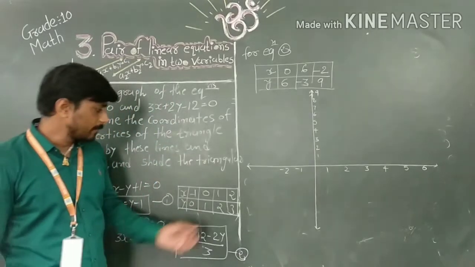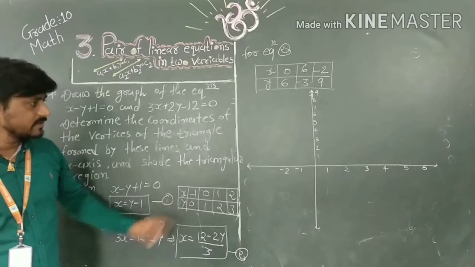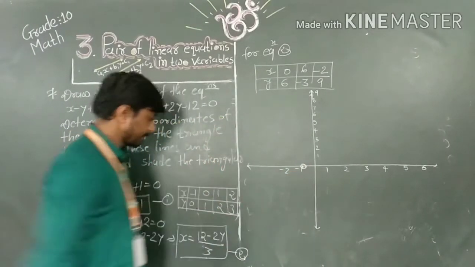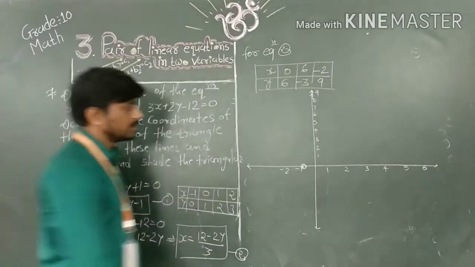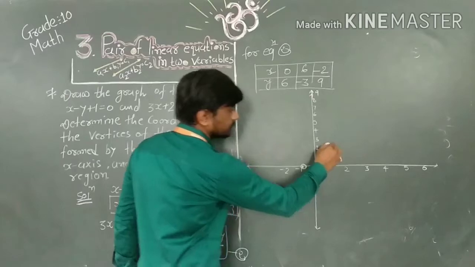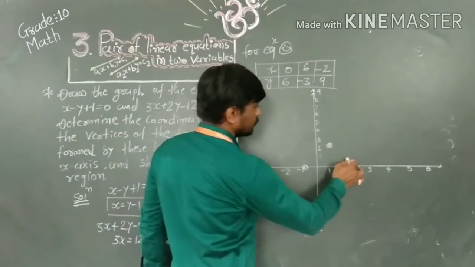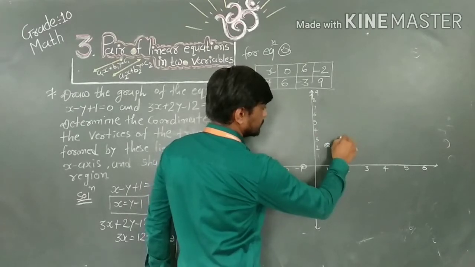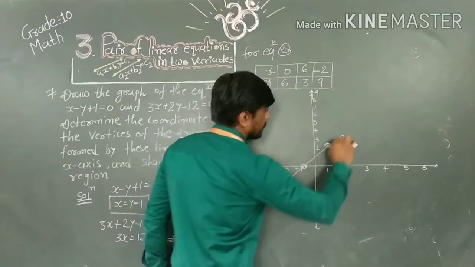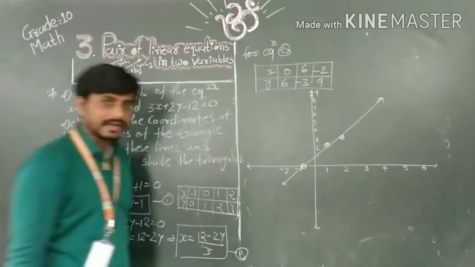Okay. Now plot all these points. Minus 1, 0. That means this one. Okay. 0, 1 and 1, 2. Suppose this is the third point. 2, 3. This is 2 and this is 3. Suppose we draw a line. This is an equation. We have a straight line.